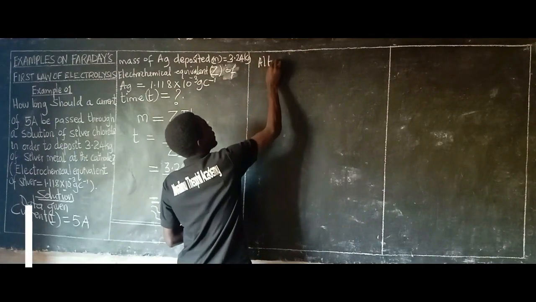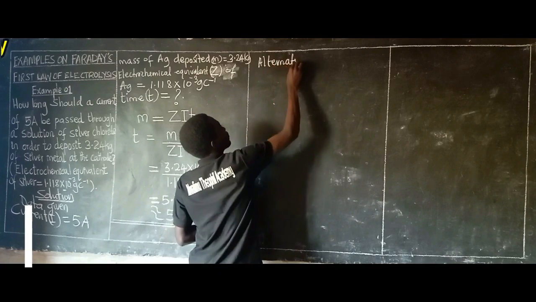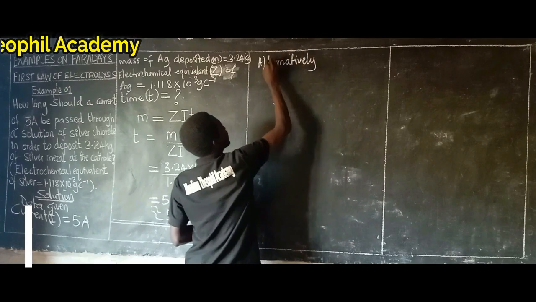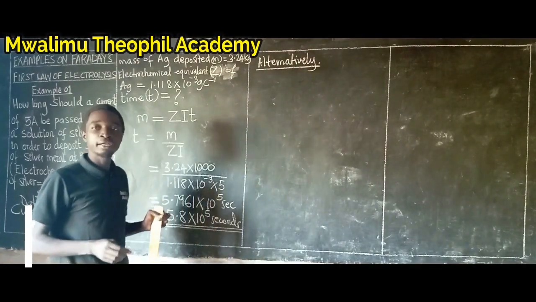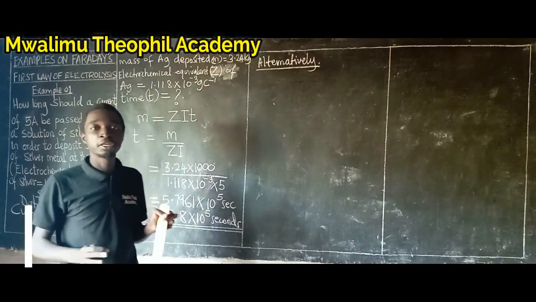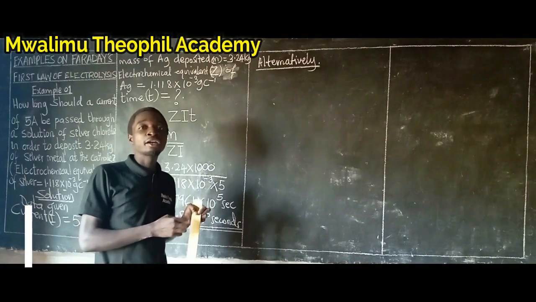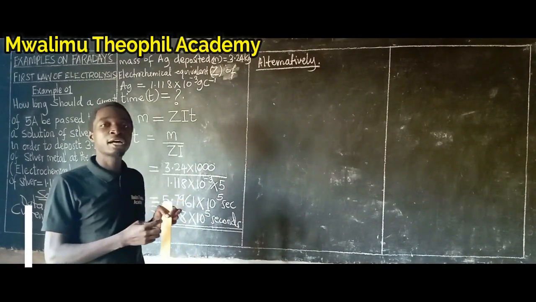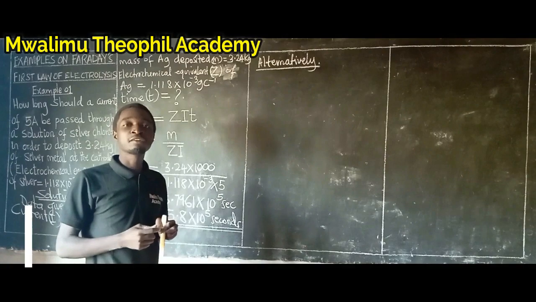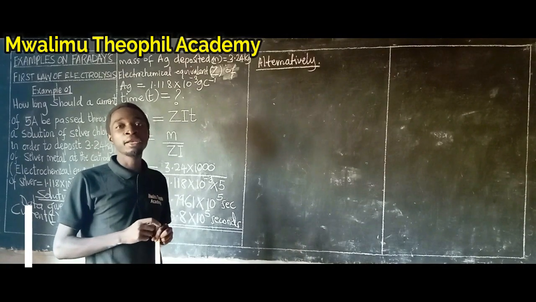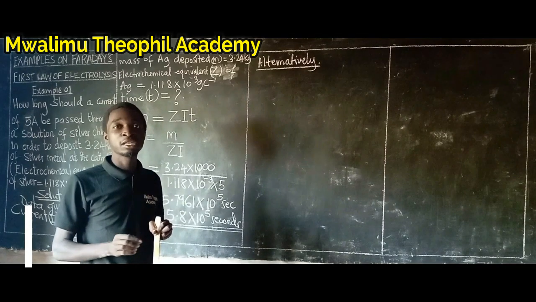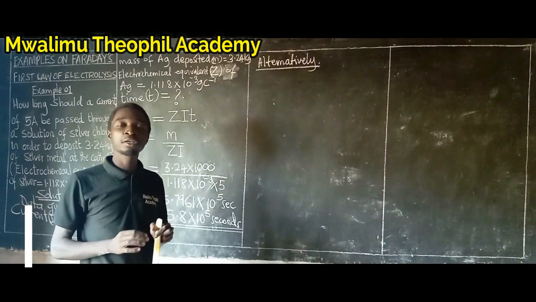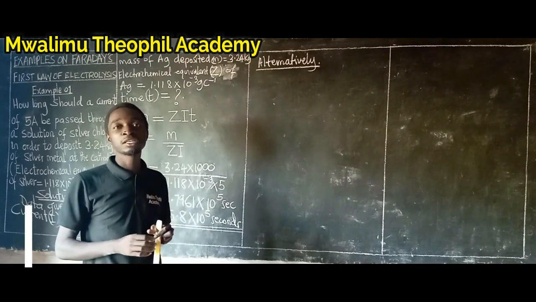So, alternatively, we may solve it as follows. The alternative method which we use here is to use a balanced chemical equation. As we know, in the electrolysis of silver chloride, at the cathode, silver ion will be deposited. If silver ion is going to be discharged, it means that it is going to be reduced. Silver ion is reduced at the cathode and becomes silver metal.